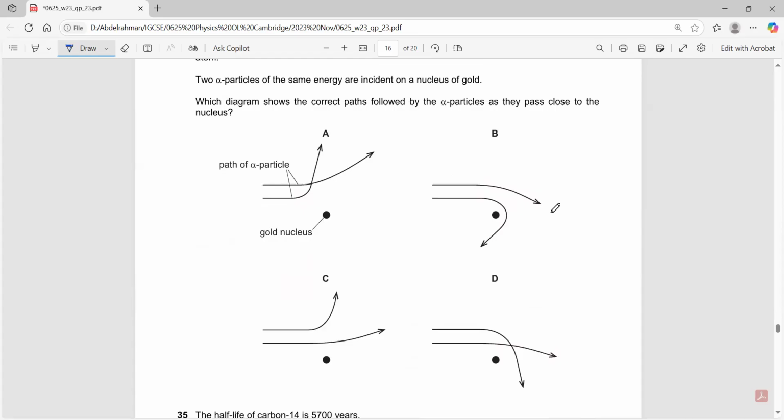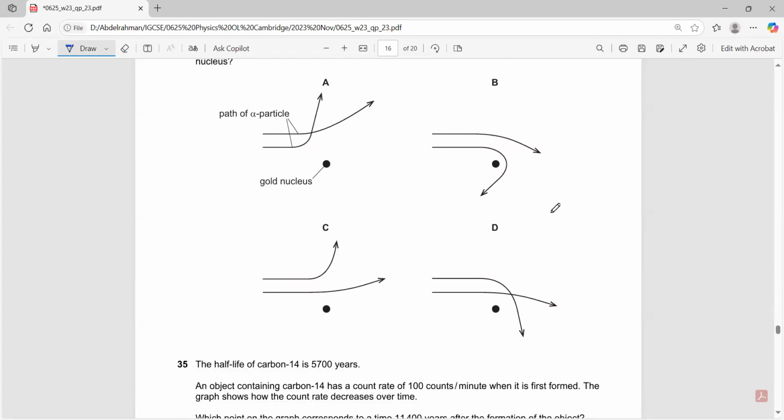Now, you have the nucleus, right? What will happen to these alpha particles? They would be repelled. So in B, it wouldn't be attracted. In D, it cannot be attracted. So it's either A or C. Is A correct or C?